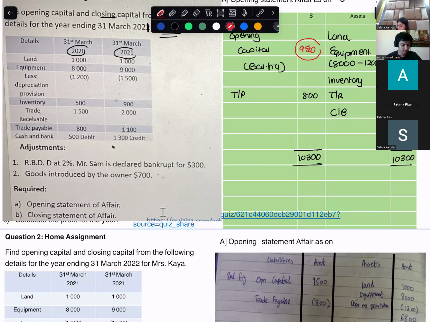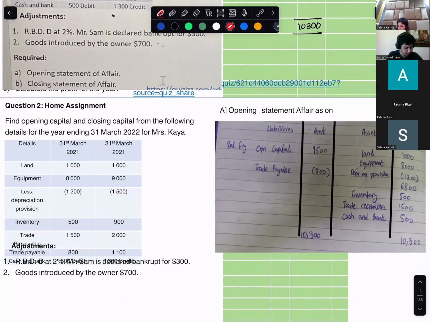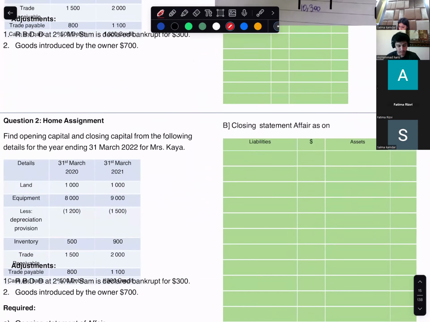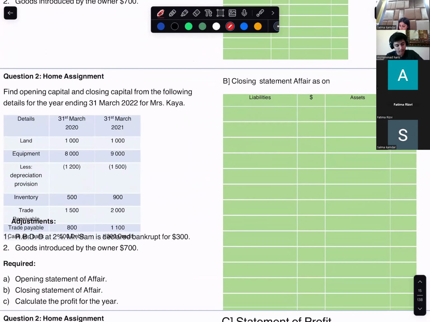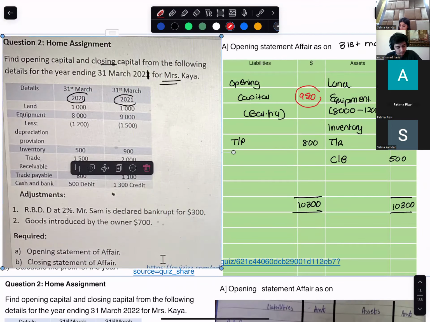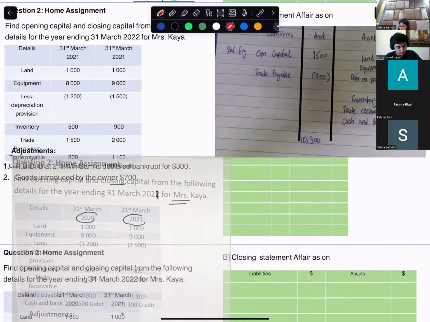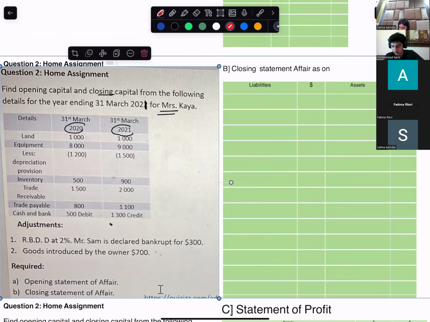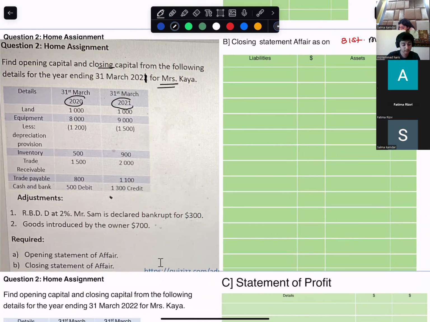Are you with me? Yes, miss. Let's go to the closing statement of affairs. Closing statement of affairs will be on what date? Please answer. 31st March 2021. Before I go for my closing statement of affairs, I will read my adjustment.